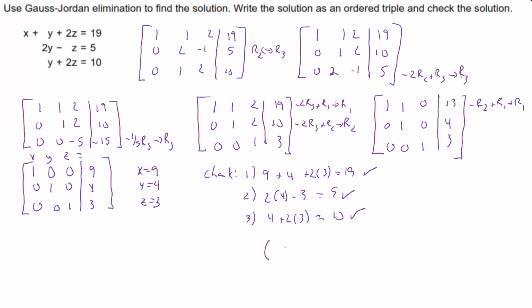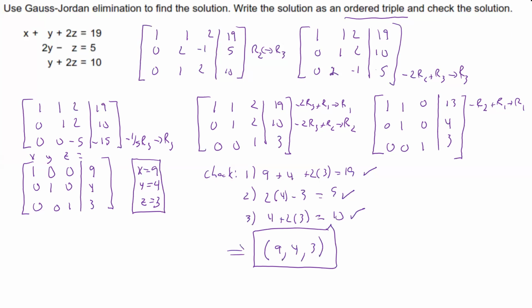And so my ordered triple is 9, comma 4, comma 3, and that is what they're looking for here. They want the ordered triple. Another way, like I said, you could write it as something like this, but they say they want it as the ordered triple. All right, let's stop there and come back for some more.